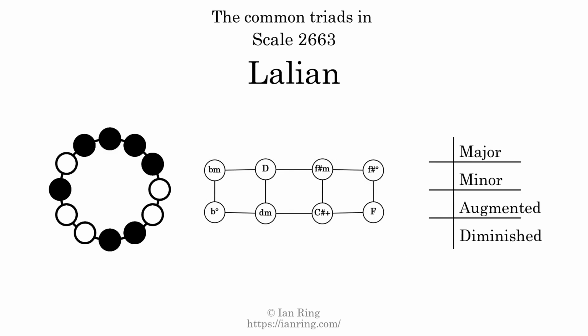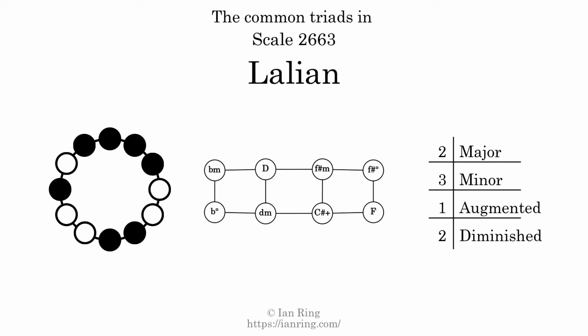Major. Sus 4. Unnamed. Diminished flat 3. Here are the common triads present in this scale. The diagram in the center is a graph of parsimonious voice leading between triads. There are 2 major triads. There are 3 minor triads. There is 1 augmented triad. There are 2 diminished triads.